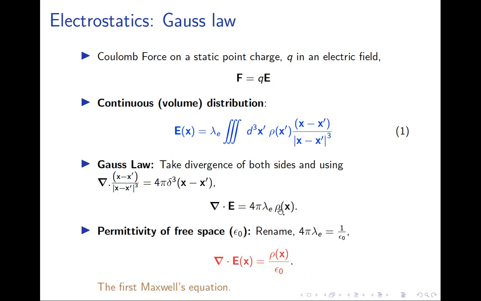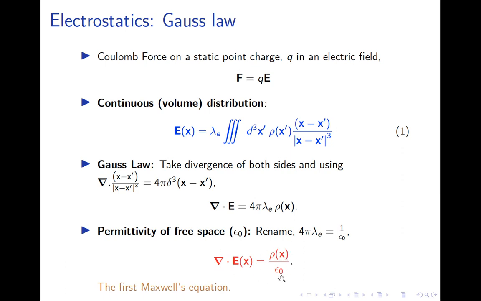So now we will go to ugly SI units, in which this 4 pi epsilon quantity is given a name, written as 1 over epsilon naught, where epsilon naught is called the permittivity of vacuum. Then this equation, if we replace by 1 over epsilon naught, becomes rho over epsilon naught. So this is the first Maxwell equation, in fact the differential version.